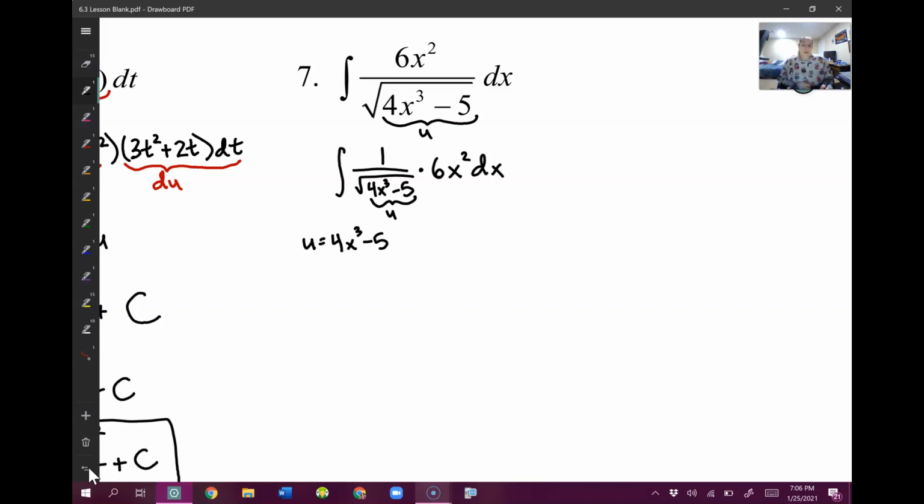Now what I want you to do is to pause the video and try to finish this problem. You have u, you need to find du, and you're going to have to add a number in again and add the reciprocal to the outside to get your du, and then try to solve it from there. So pause the video and try this out on your own, and then come back and see how you did.